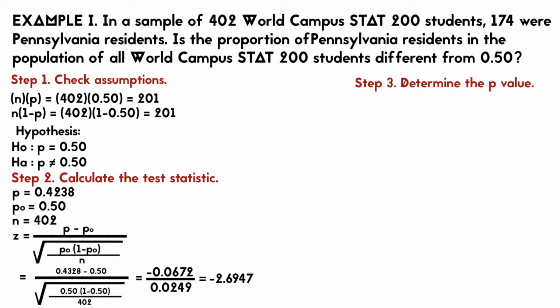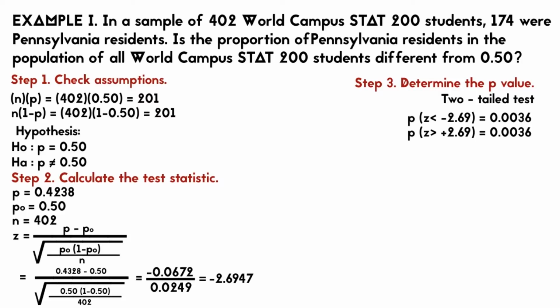Step 3. Determine the p-value. z is equal to negative 2.6947. By looking at the z table, two-tailed test. P of z less than negative 2.69 is equal to 0.0036, and P where you have z greater than positive 2.69 is equal to 0.0036. The p-value is 0.0072, which is the sum of the two values.